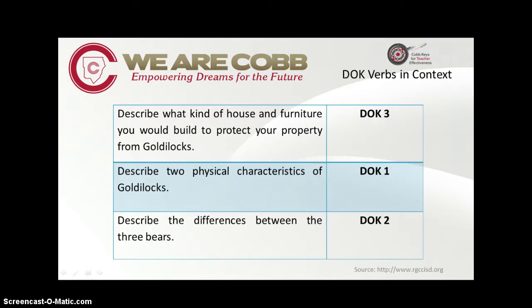Question 1, the correct response is DOK level 3. For question 2, it's level 1. And for the third item, it's DOK level 2.